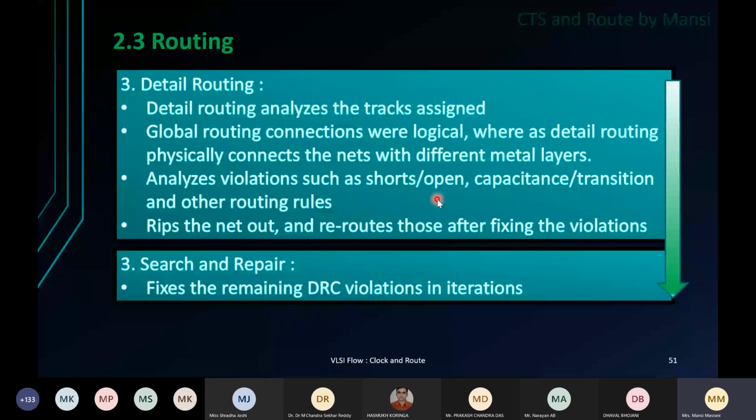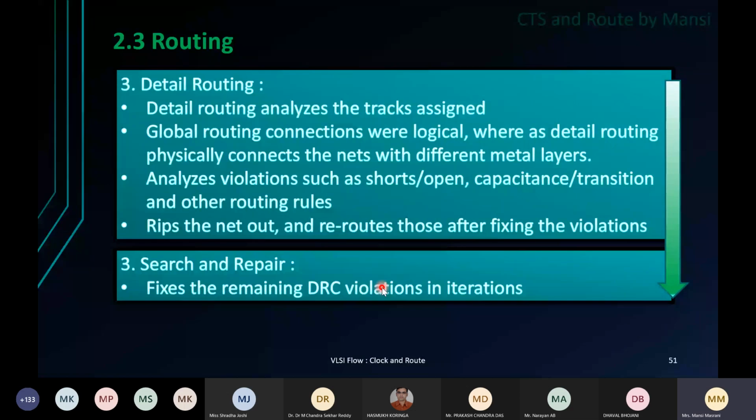Once this is all done, your whole design is set. Then it goes back to the first global routing set again and starts searching for the violations. It is called search and repair. Search for the violation, and if you find a violation, repair it. It fixes all the remaining DRC violations. Until this point, clear to everybody? Any questions?